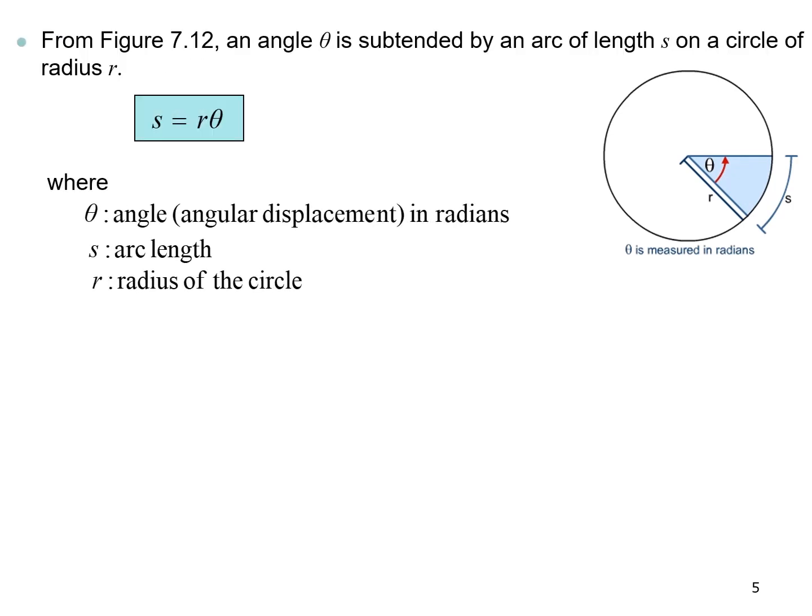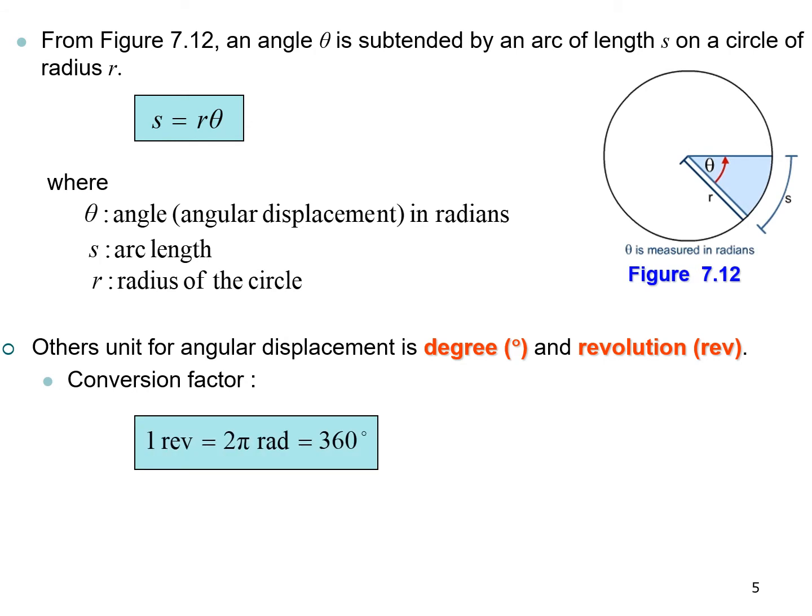Okay, now we proceed with figure 7.12. An angle theta is subtended by an arc length S on a circle of radius r. Given the equation S equals r theta, where theta is the angle, which is the angular displacement in radian. Refer here, this is our theta or angular displacement. S is called the arc length, and r is the radius of the circle. Other units for angular displacement are degree and revolution. Using the conversion factor, 1 revolution or 1 rotation equals 2 pi radian, which equals 360 degree.